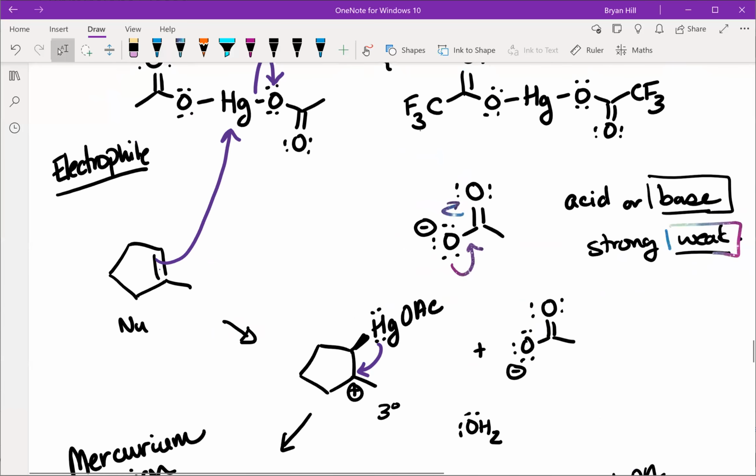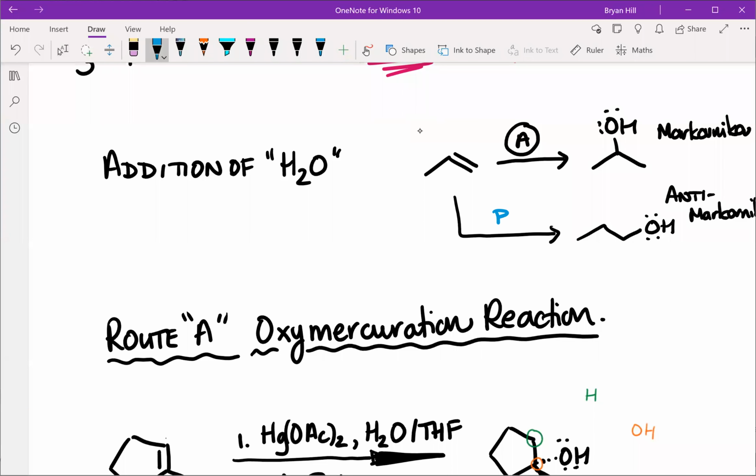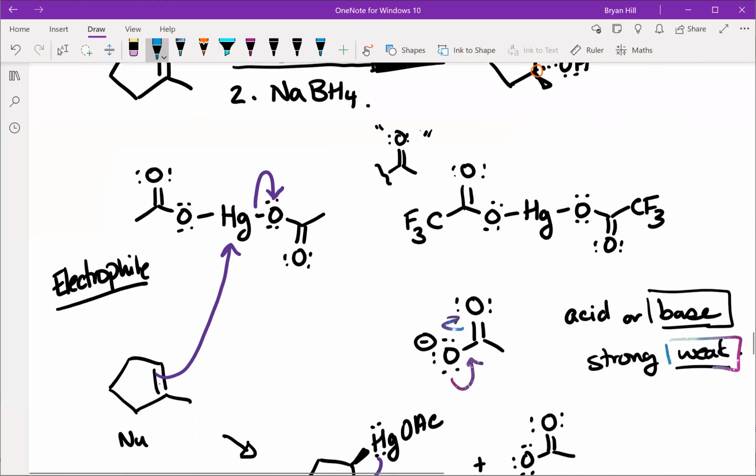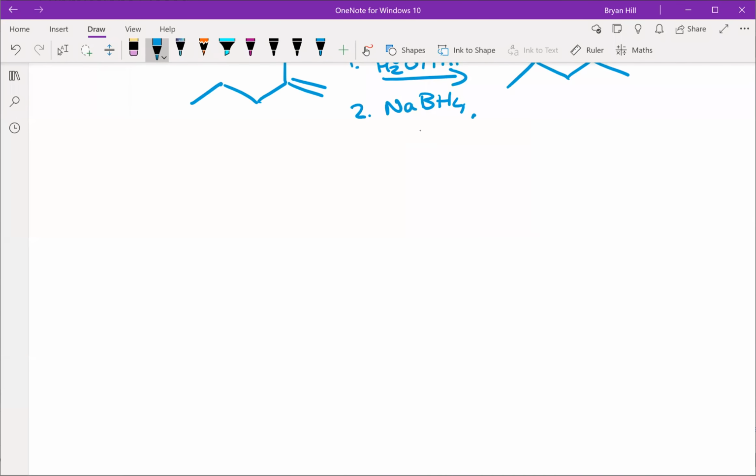So with route B, now we're going to find out how to put the OH group on the less substituted carbon. And the fun thing is that we're going to use another element. So we got to use mercury here for the first time. We're going to use another element, which we've seen before. And so you should be able to tell me some stuff about it. And this is what we call a hydroboration.